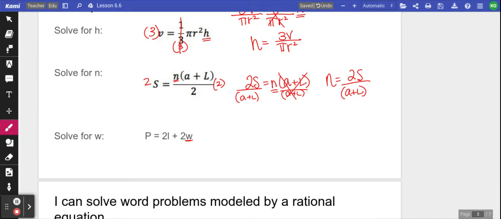And that's the example. The third one wants me to solve for w. The first thing I'm going to do is subtract 2l from both sides. So I have p minus 2l equals 2w. Then to get rid of that 2, I'm going to divide. And so my final answer would be p minus 2l over 2 equals w.